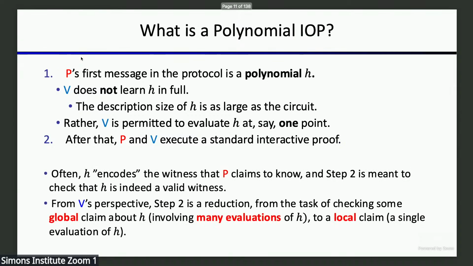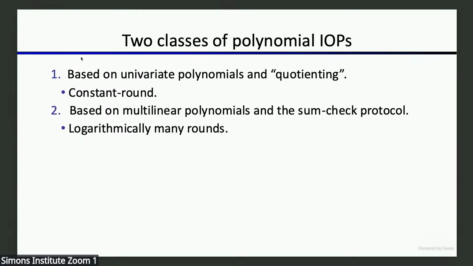Okay. So what's happening in these two steps is this polynomial H often encodes, don't worry about what that means for now, a witness for the prover's claim. And then in stage 2, the prover is proving that that witness is valid. Sort of the point of stage 2 is to reduce a global claim, which is saying this witness is valid, like every single entry of the witness is correct, to a local claim, meaning a claim about just a single evaluation of H.